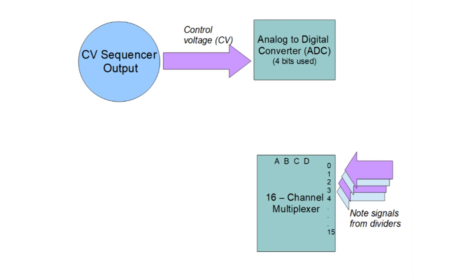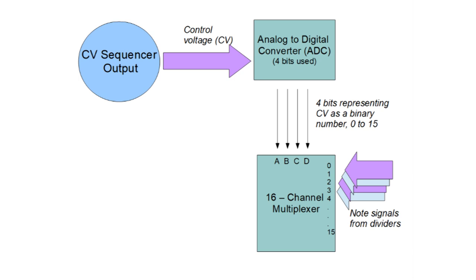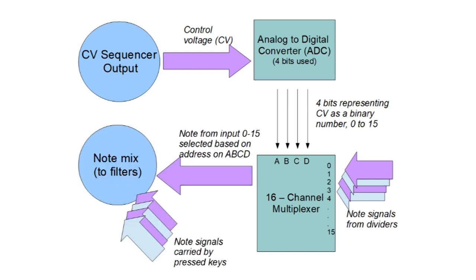The binary number on pins A, B, C, and D of the multiplexer simply corresponds to which channel will be active. In this design, the data outputs of the ADC, carrying the bits representing the voltage that was sent into its analog input, are connected to these addressing pins. This way, the incoming CV at the analog input of the ADC is used to decide which note of the chromatic octave is sent to the multiplexer's output, and subsequently to that octave's note mix.